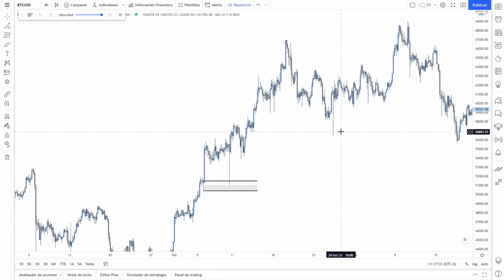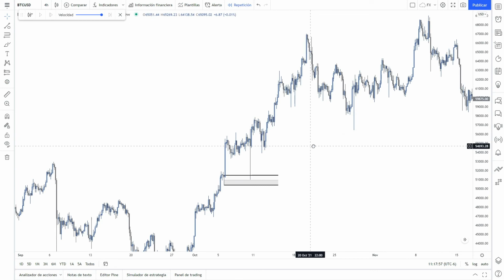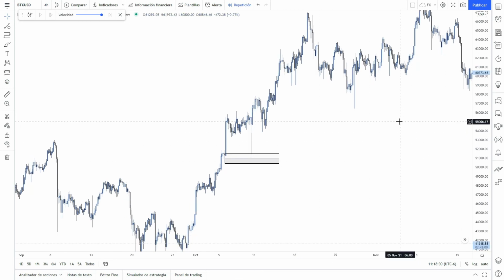Follow these three simple steps, and that's how you can identify we have a valid demand zone as long as we are in an uptrend, or we have a valid supply zone as long as we are in a downtrend. See how we are combining both concepts: structure plus supply and demand zones. And we still need to see liquidity concepts.